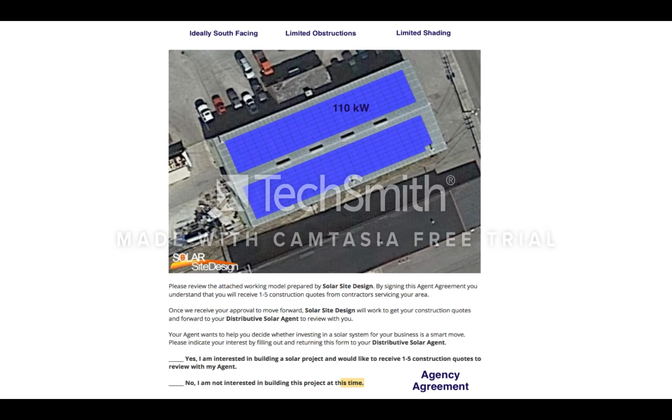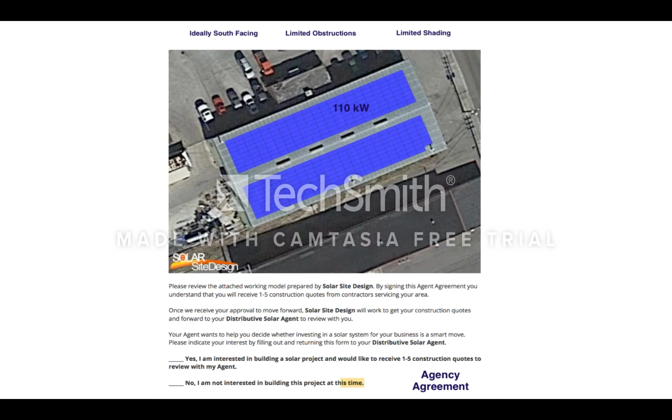To add to that, you also want to make sure this is a rooftop that still has plenty of life in it. You don't want to put this on a 30-year roof and waste everybody's time. You want to do your due diligence up front. So: flat roof, south-facing if possible, limited obstructions, limited shading, and plenty of life left in that building. Flat roofs are best.